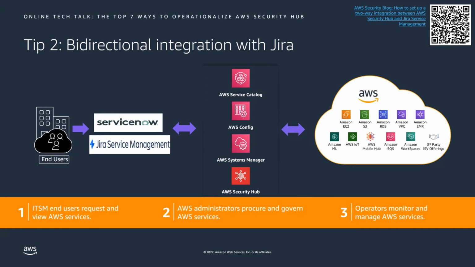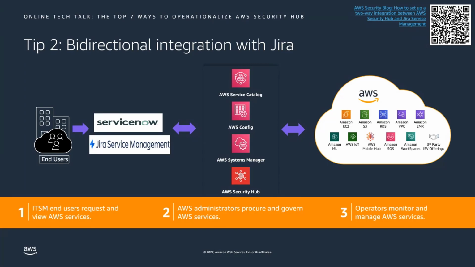As a Jira administrator, you will then be able to create Jira issues from the Security Hub findings automatically. And when you update those issues in Jira, the changes are automatically replicated back into the original Security Hub finding. For example, if you resolve an issue in Jira, the workflow status for the finding in Security Hub will also be resolved. So this way, Security Hub always has up-to-date status about your security posture.